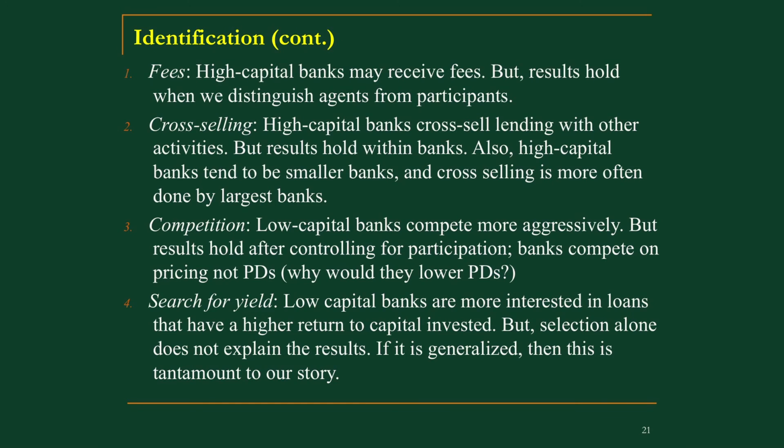Next one that someone at some point told us: well, it's true that all banks get the same spread for each loan, but it is also true that the lead arranger gets some fees in compensation for the additional services that the bank provides. And that could be the explanation. Okay, fair enough. But if that's the case, it would have to be that the high capital banks receive the fees. But one of the things that we do is that the results hold when we distinguish agents and participants. So it doesn't seem to be, again, the driver.